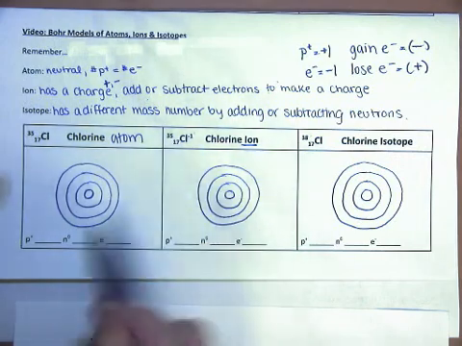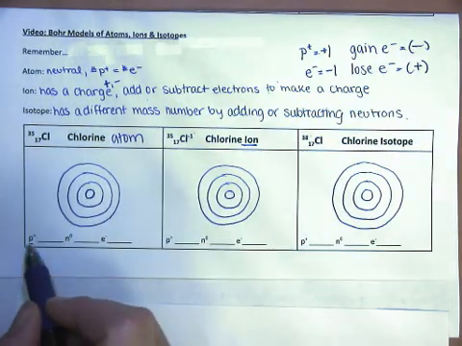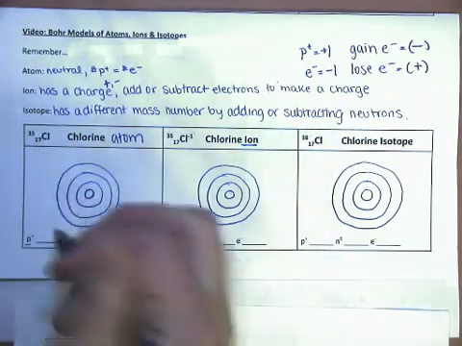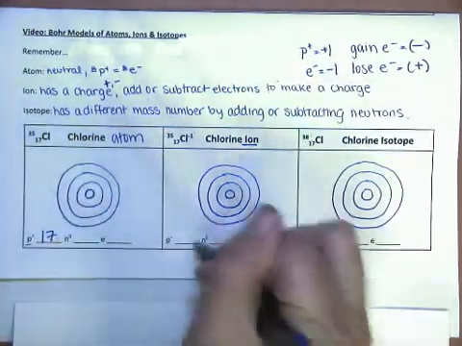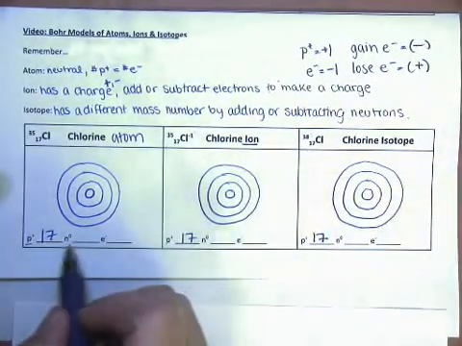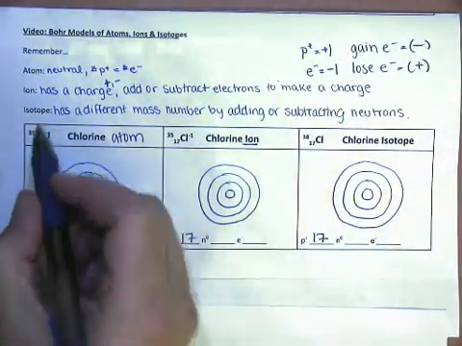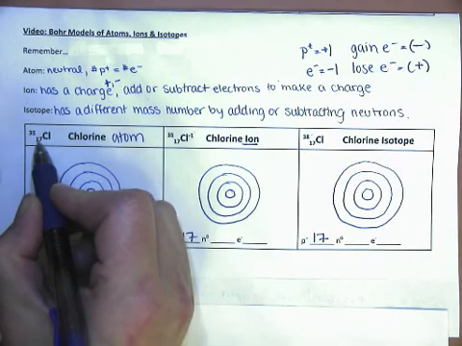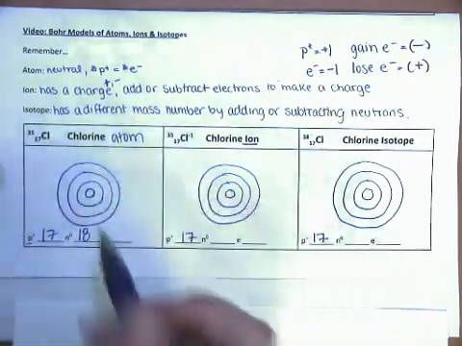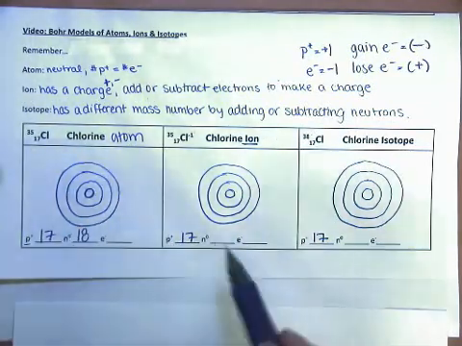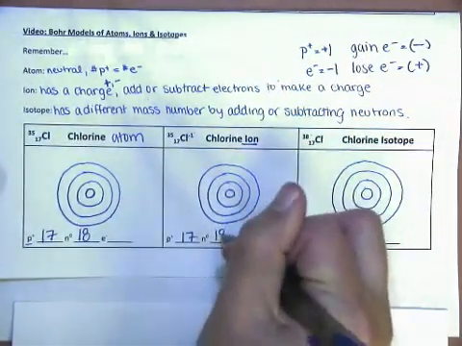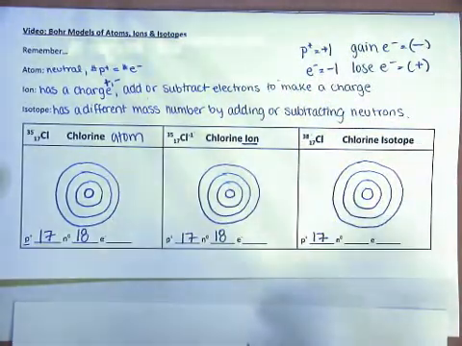Because each one of these is chlorine, my protons for all 3 of them are the same. Protons are equal to the atomic number, so my number of protons for each one of these is 17. I get my number of neutrons by taking my mass number minus my atomic number, so 35 minus 17 is 18. So for my atom, I do that. For my ion, same mass number and atomic number, so it also has 18 neutrons.